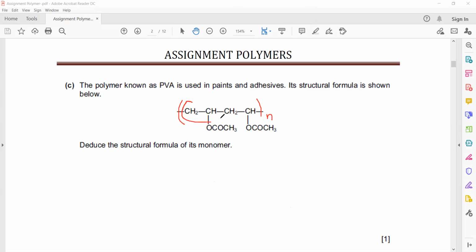Just take the two carbon atoms and draw them as they are. And between them, because it's a monomer of an addition polymer, and an addition polymer is formed by breaking down the double bond of a monomer, there should be a carbon-carbon double bond.